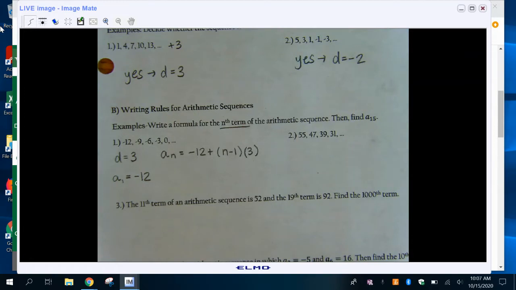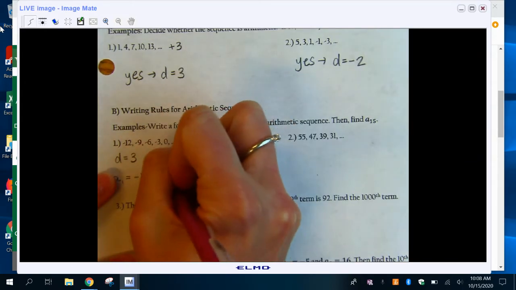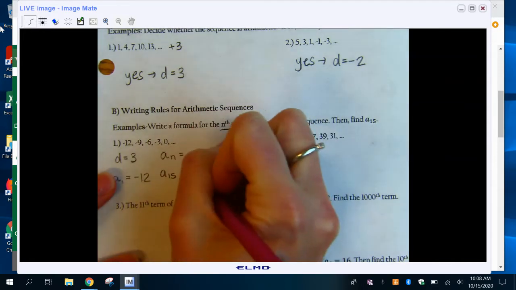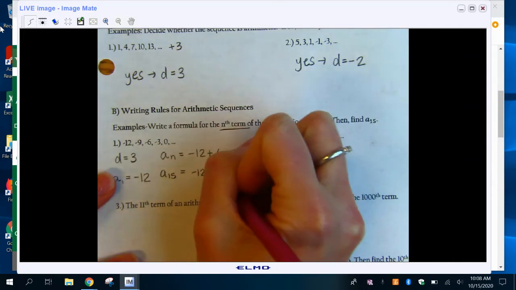So I can now use this equation to find any term in this sequence that I want to. So if I wanted to know what the 100th term is, I could find that. If I wanted to know the 30th term, I could find that. I want to find a sub 15. So I want to know what that 15th term is. So then I'm going to plug 15 in.